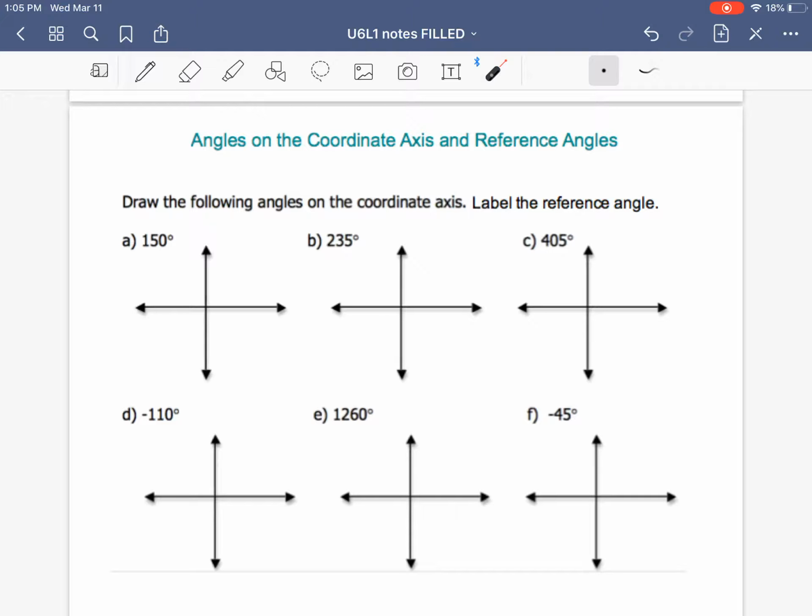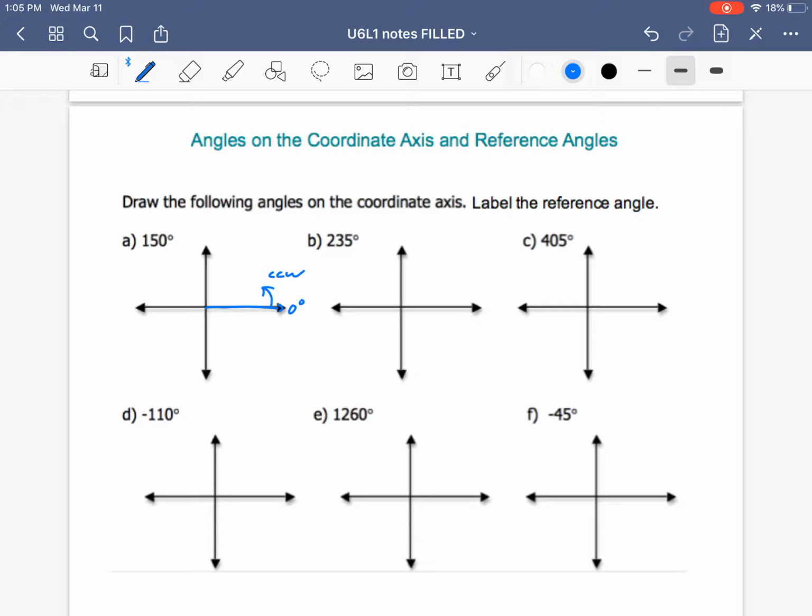All right, so two things here. The first is what's a reference angle? And then the second is how do we draw angles on the coordinate axes? So the convention is for an angle to start at 0 degrees along the positive x-axis and to rotate in a counterclockwise direction.